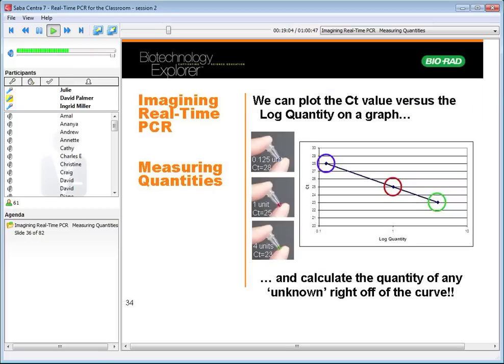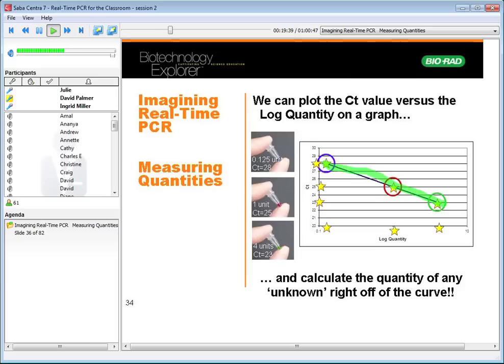And like a lot of things in math or biology, we can plot these on a graph. If we plot our red PCR reaction on the graph with a quantity of 1 and a CT value of 25 on the y-axis, we can plot our green PCR tube that had a quantity of 4. This is a log scale on the x-axis right now, and a CT value of 23, and the blue tube had a quantity of about 1/8 and a CT value of 28. We see that all these points, these 3 stars, fall in a straight line.